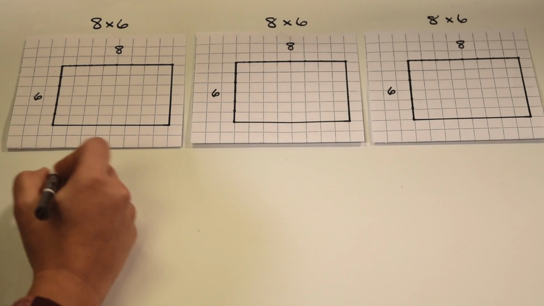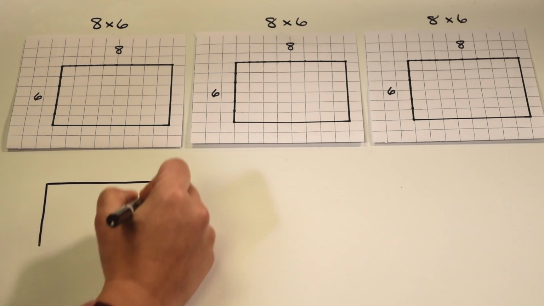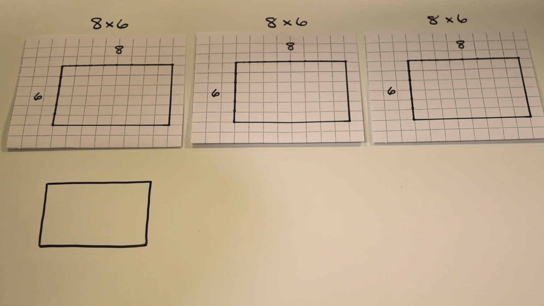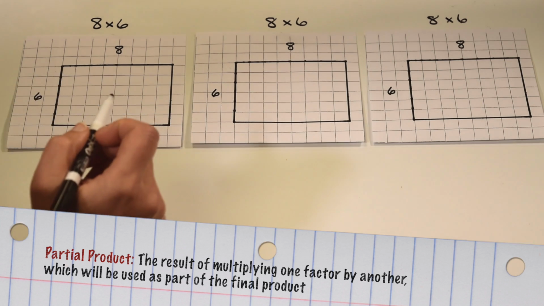We also use an open array as students begin to become more efficient and have a deeper understanding of this model. In each of these examples, we will highlight the partial products that can be combined to find the total product.